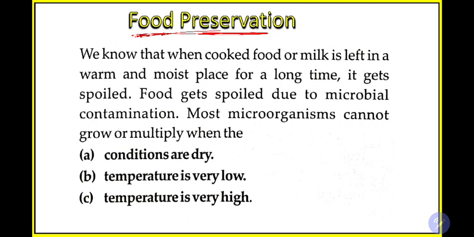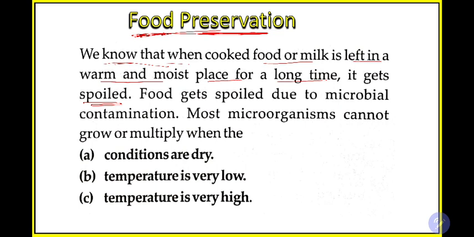We know that when cooked food or milk is left in a warm or moist place for a long time, it gets spoiled. After cooking food or milk at your home, if you keep it at home, after some time it will spoil. But at the same time, in the market there are milk packets. For example, Amul Taja, we all know Amul Taja. They are storing the liquid milk, not the powder, liquid milk for months and months. You can keep them in your home for months, but they didn't spoil.